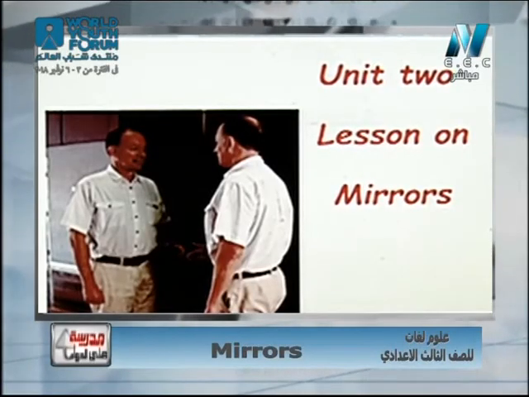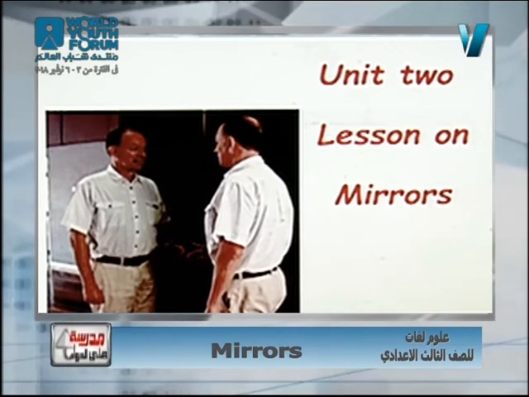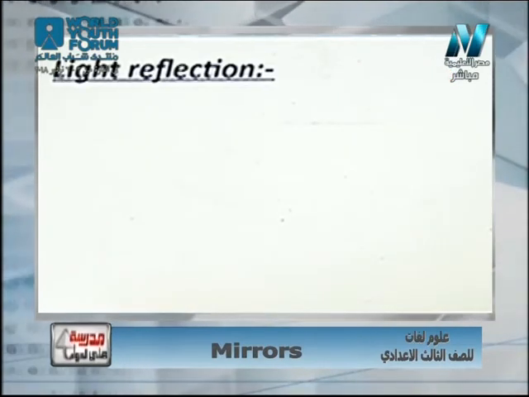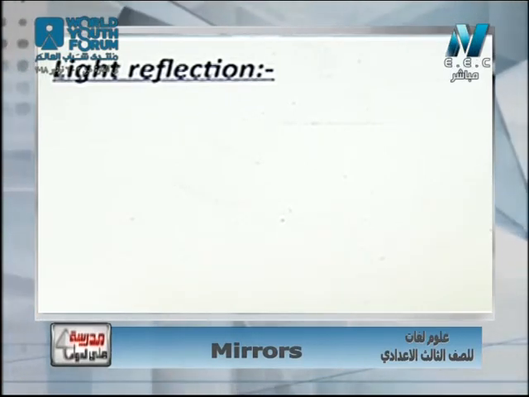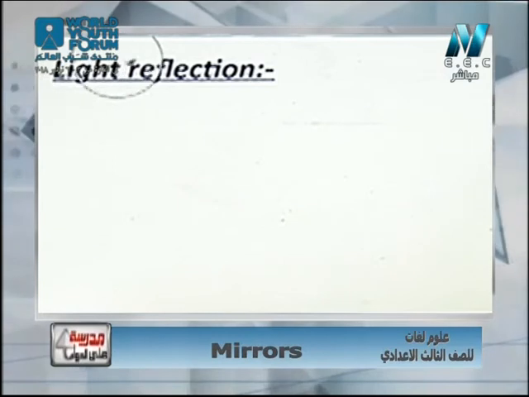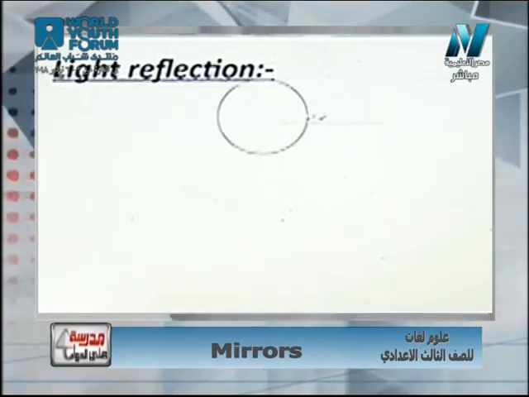As we see here, Unit 2, Lesson 1, mirrors. As we can see in front of us, we talk about mirrors. So the first definition in our lesson today, number 1, is light reflection, انعكاس الضوء. So light reflection, which means what?